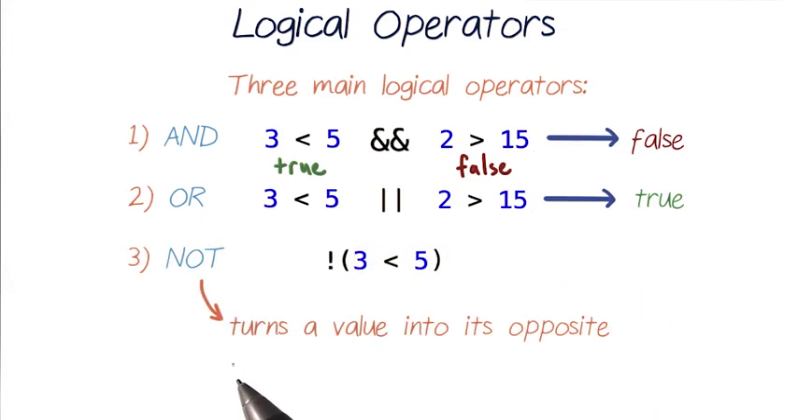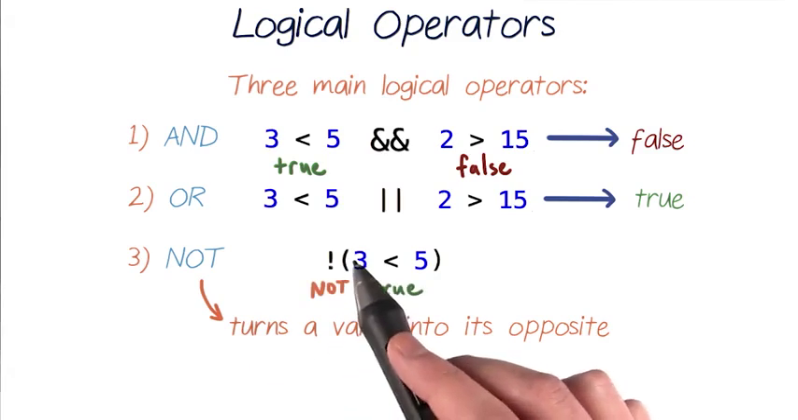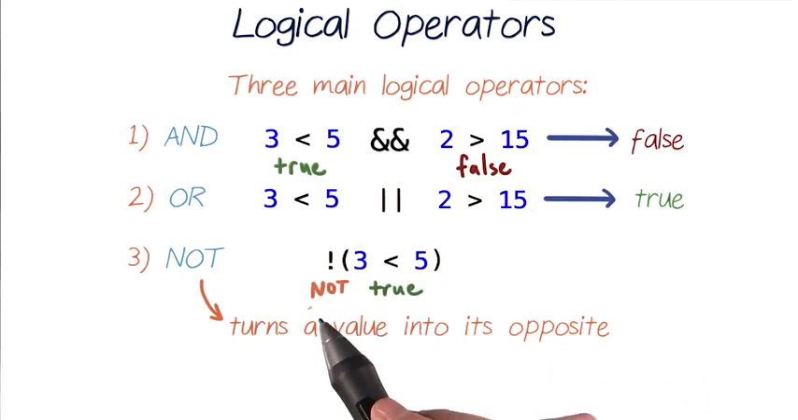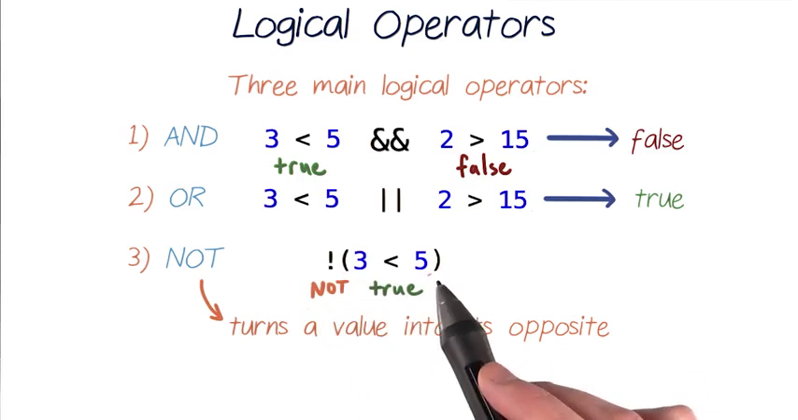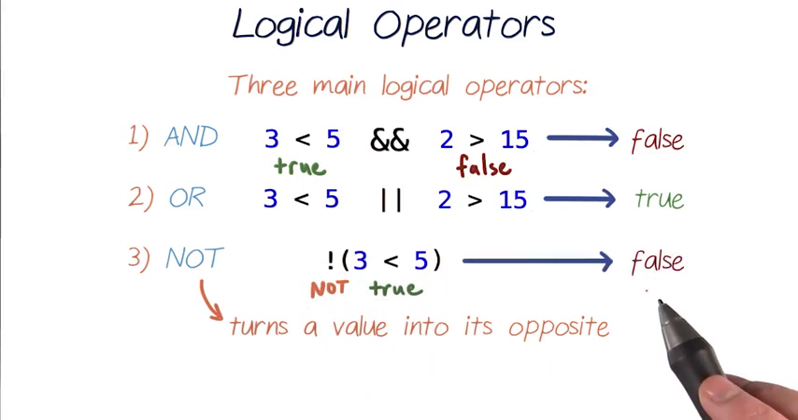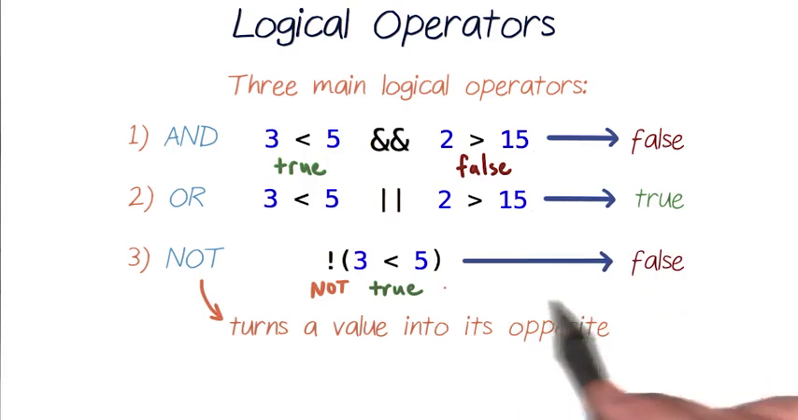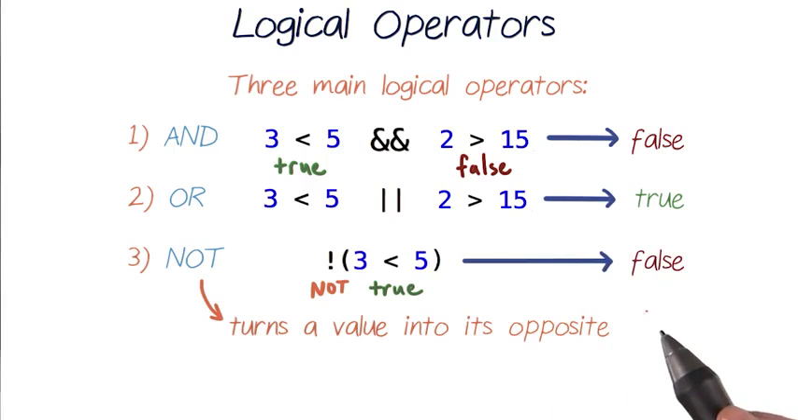And finally, the NOT operator works on one test at a time and negates whatever value it's applied to, which means that it turns a Boolean value or expression into its opposite value. For example, saying not 3 less than 5 is the same thing as saying not this true expression. And not true is equivalent to false, which this expression evaluates to. And we'll see more examples of these operators in action in a bit.